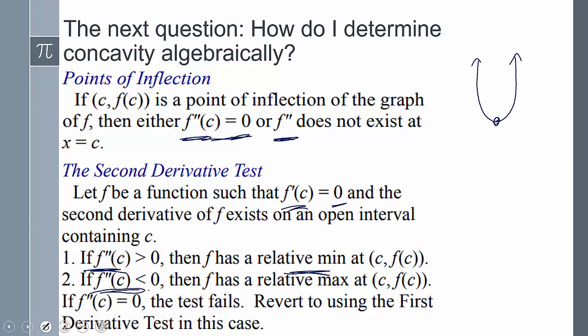And then if it's less than 0 or negative, then we can say that it's going to be a relative maximum because it's going to be concave downward. And if it equals 0, the test fails. That means there's probably something else going on there, and we're going to have to revert to using the first derivative test.